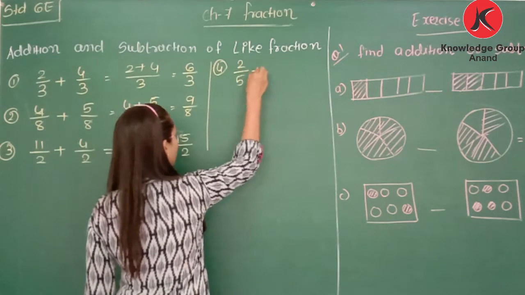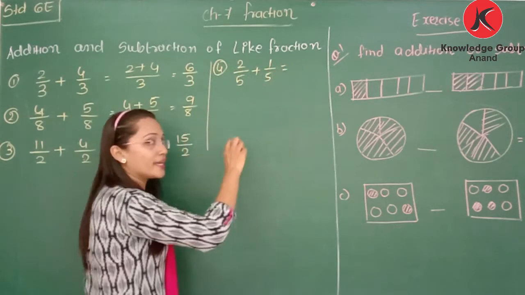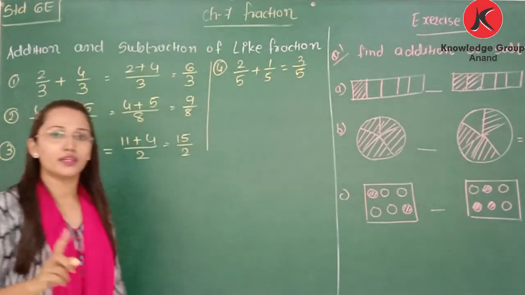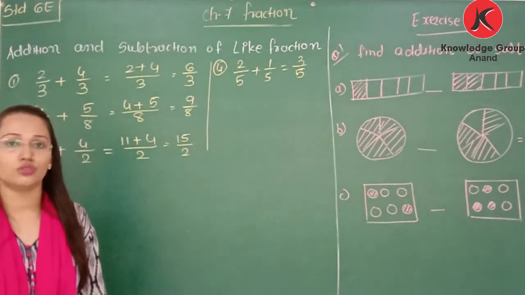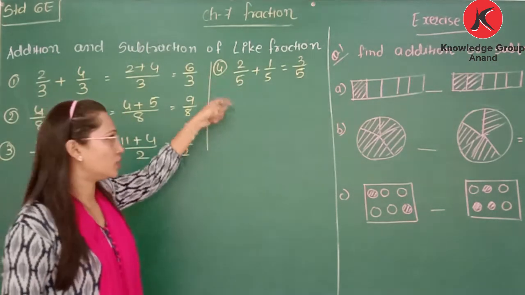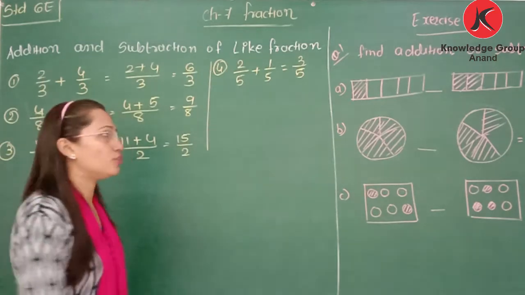2 by 5 plus 1 by 5. So you can directly add 2 plus 1, 3 by 5. Remember that the denominator remains the same. You do not need to add the denominators. Only you need to add the numerators.